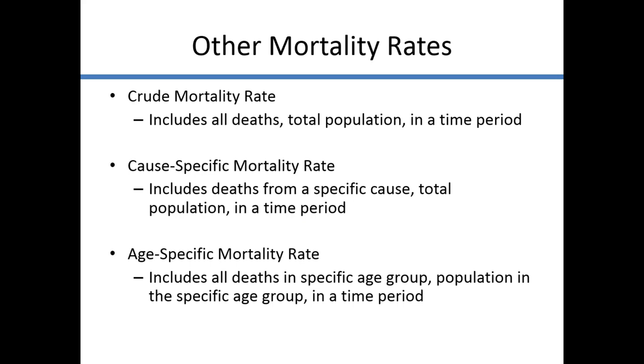So, speaking about mortality rates, the crude mortality rate includes all deaths in the total population in a time period. Cause-specific mortality includes deaths from a specific cause. For example, what's the cause-specific mortality rate for AIDS? The crude rate is all mortality. And age-specific, you may hear that term quite often. It includes all deaths in a specific age group over a certain time period. So what's the age-specific mortality from flu? Does it vary? What's the age-specific rate for very young children, for middle-aged adults, for elderly adults? Obviously, it's higher for elderly and young children.